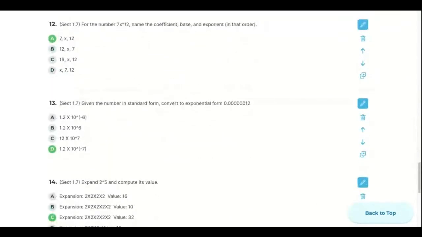Okay, section 1.7, that's what we did today. Name the coefficient. There's no work for this problem. Coefficient is just 7. The base is the x, and the exponent's the 12.